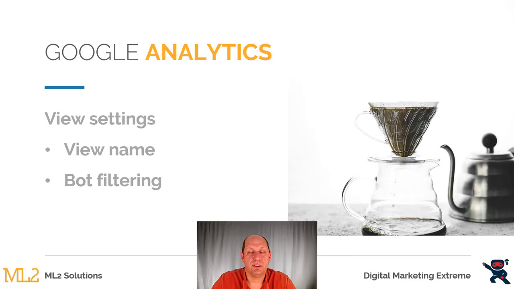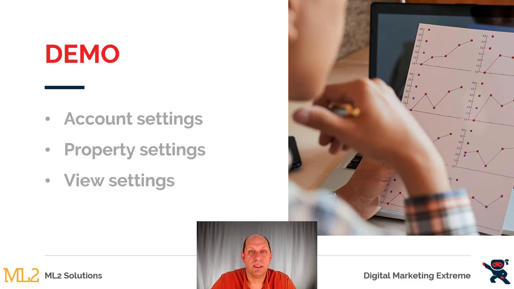Finally, there's something in your Google Analytics account called the view settings. Some of this is very simple, like just what the view is named, but also how you might see information. There are some settings you'll maybe want to go through, like filtering out bots when they come to your site, and other things. So let's get into the demonstration of your Google Analytics configuration. We're going to go through the three main areas, which are account settings, property settings, and view settings.